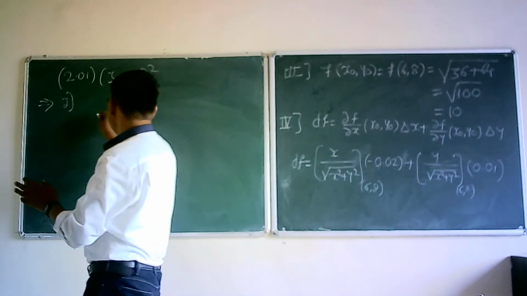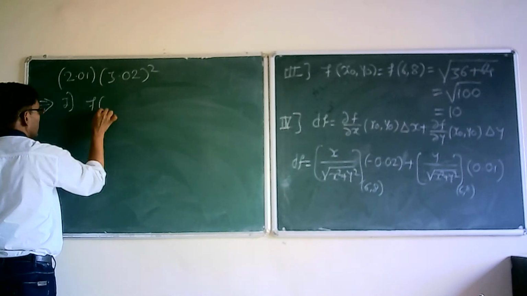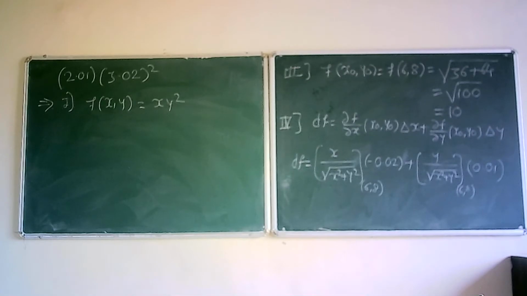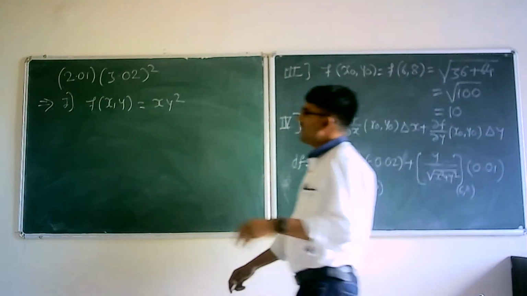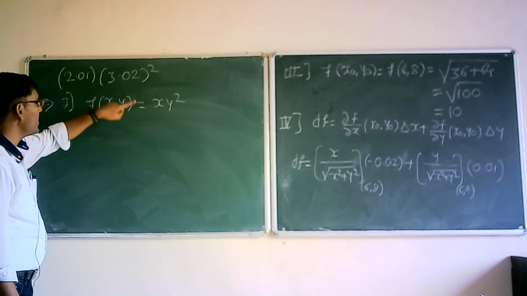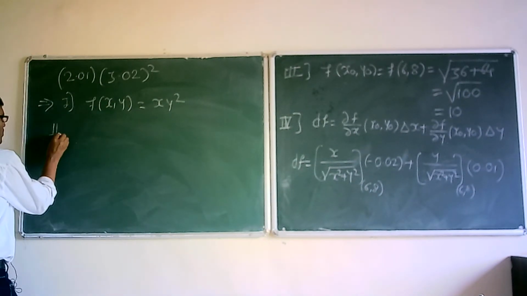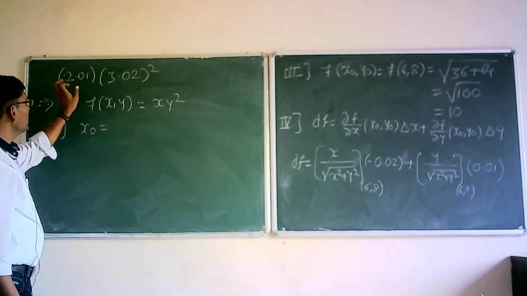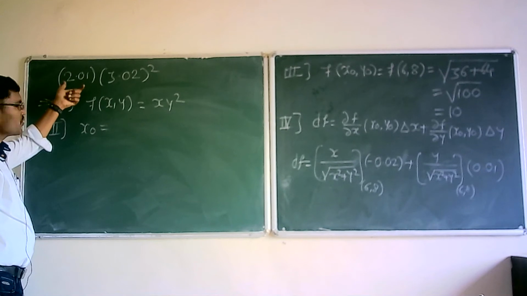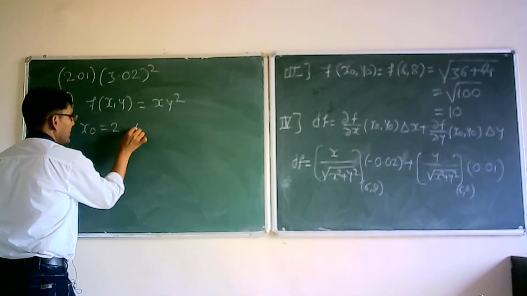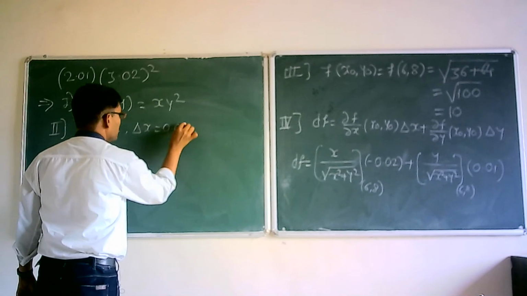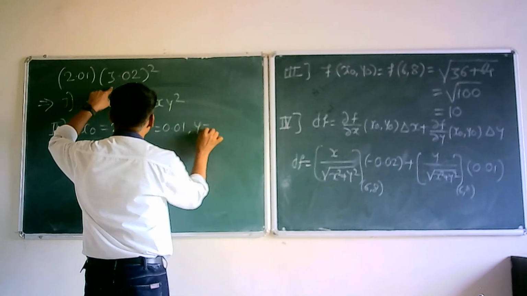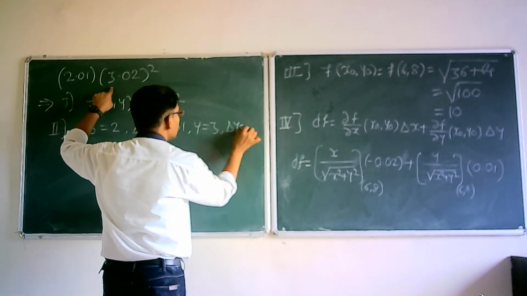So first of all we want to write a function f of xy. For the first number we are writing x, for the second number we are writing y, so it is xy square. Now what is step number 2? We want to decide x0. We know that this real number is very close to integer 2, so x0 is 2 and delta x is equal to 0.01. Similarly, the second real number is very close to integer y is 3 and so delta y is 0.02.